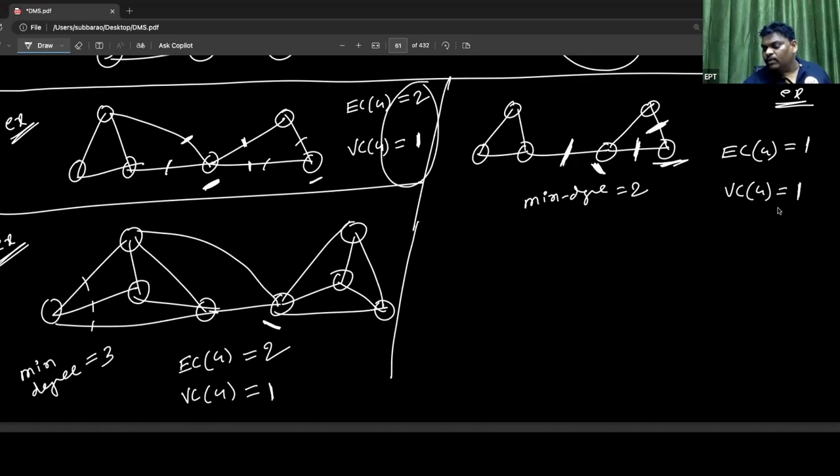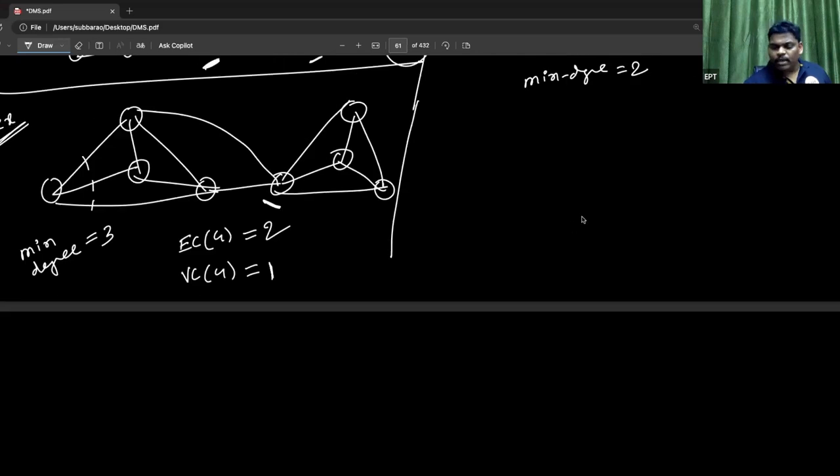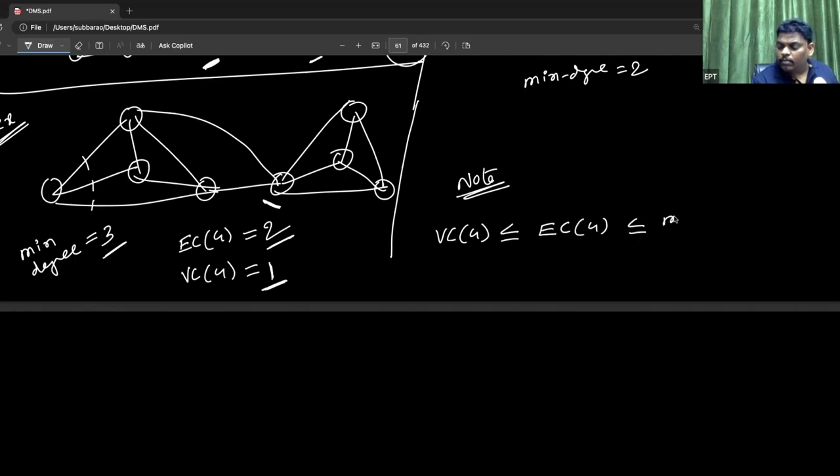But comparing edge connectivity number, vertex connectivity number is less. So by seeing this observation, out of these three, vertex connectivity number is smaller, edge connectivity number is middle, right? Min degree is maximum. So careful, this is the final formula. See, vertex connectivity number of the graph is less than or equal to edge connectivity number of the graph, which is less than or equal to the minimum degree of G. This is the formula.